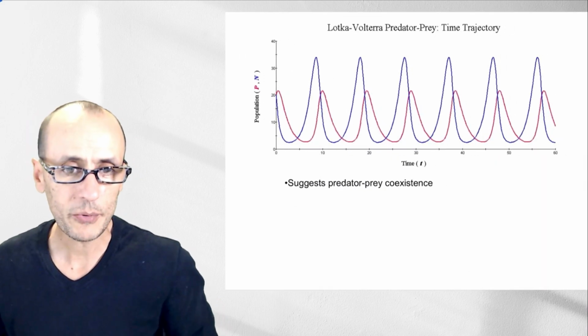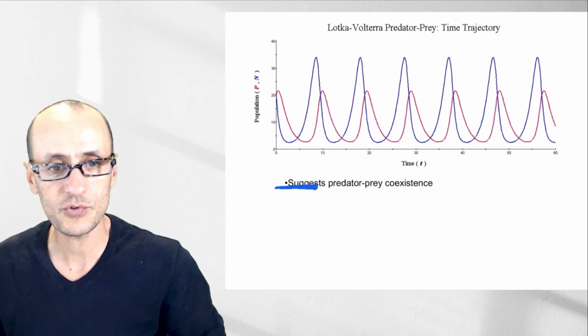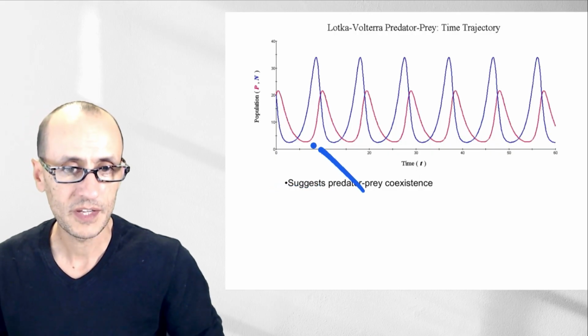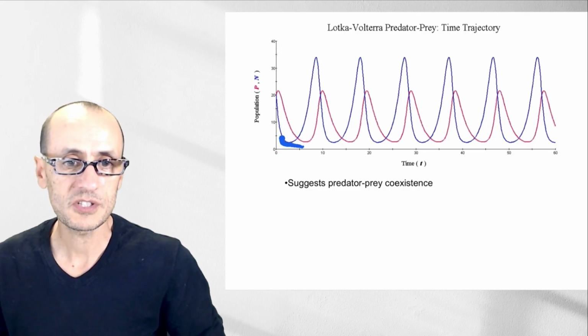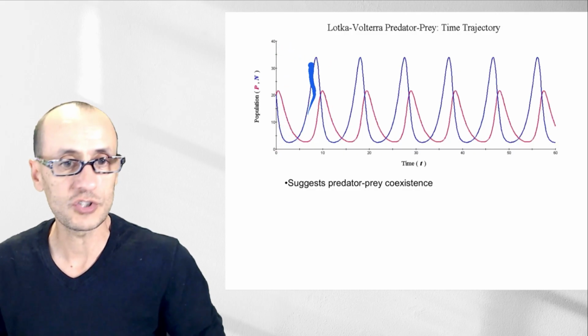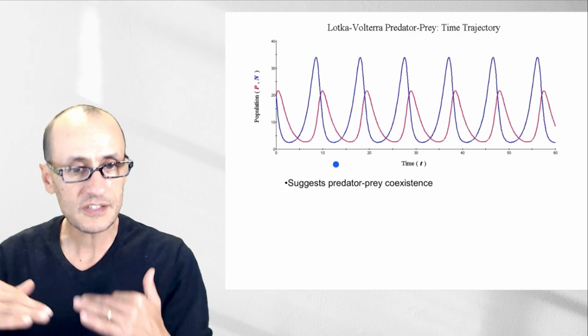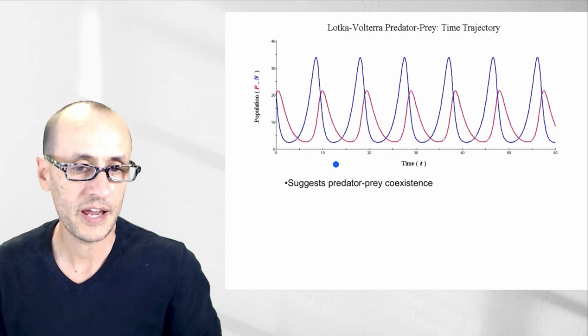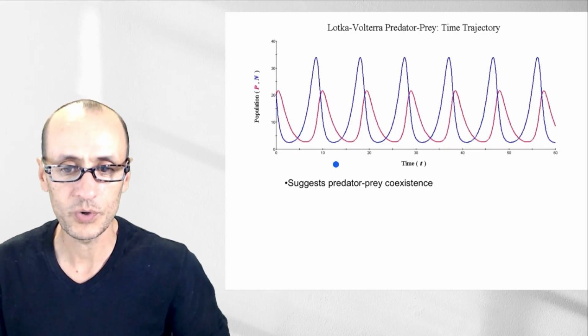The reason I'm showing you this is because this suggests that there is coexistence between the predator and the prey. That is, there seems to be boundedness. The populations don't go to infinity and they don't go to extinction. And so this is a stable predator-prey type of interaction. Awesome. This is kind of what we would have expected to see.